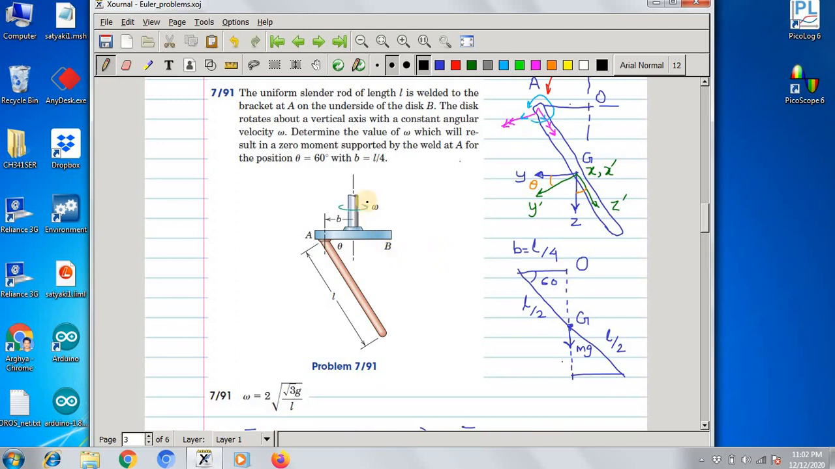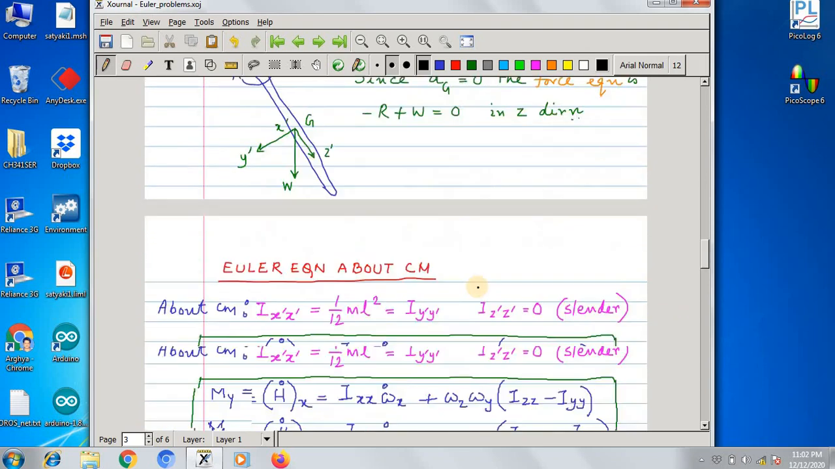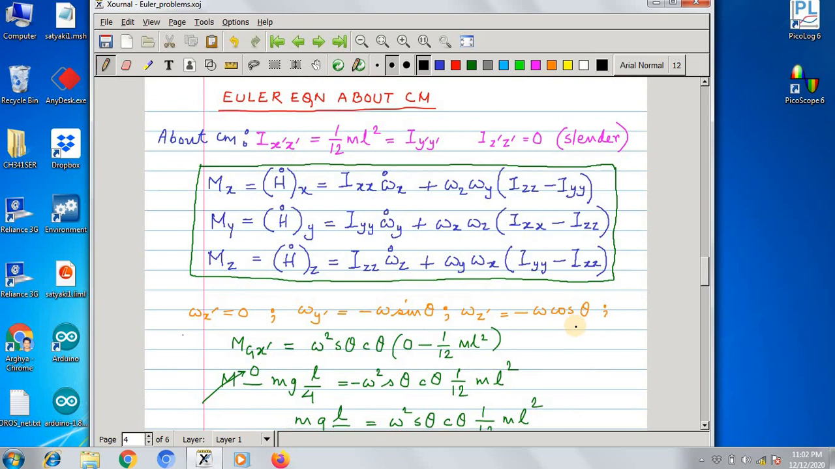Omega y dashed is minus omega sine theta, and omega z dashed is minus omega cos theta. Why? Because omega is along this. If you take components, omega z dashed is omega cos theta and omega y dashed is omega sine theta, if omega is along positive z. But if omega is along negative z, then these would be negative. So these are the omega values.